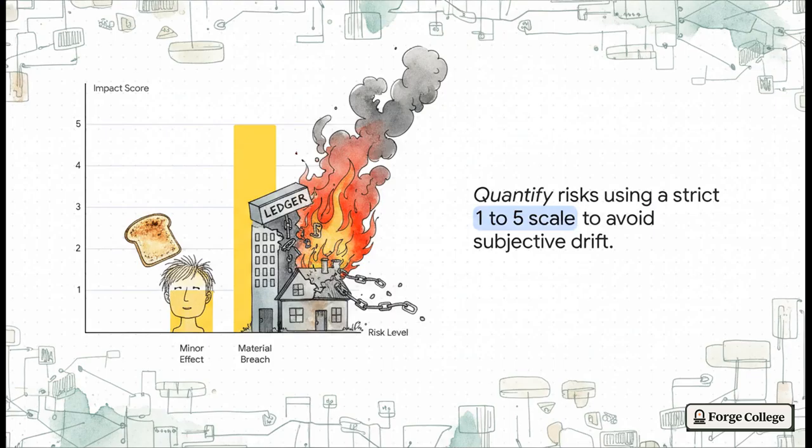We use a strict 1 to 5 scale, firmly anchored to concrete reality. So a score of 1 is just a minor cosmetic effect, but a score of 5? That's not just a bad hair day. That's a material ledger inconsistency or a total regulatory breach. Anchoring these numbers ensures you spend your engineering budget putting out actual house fires, not just dealing with burnt toast.